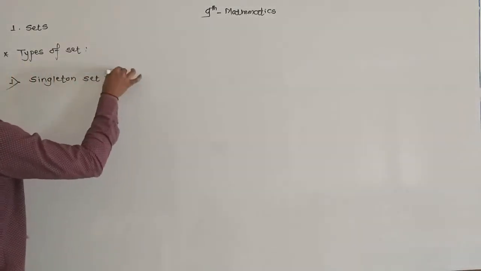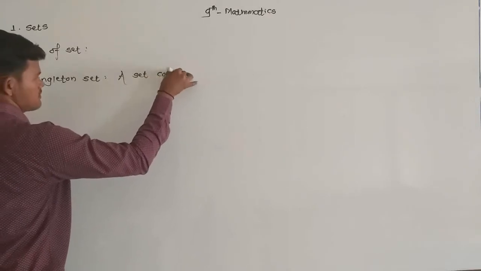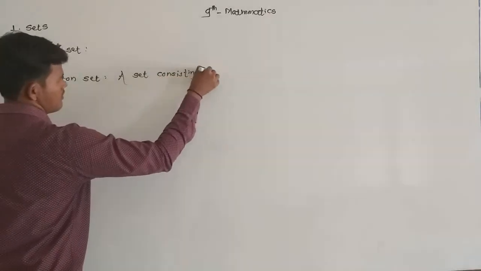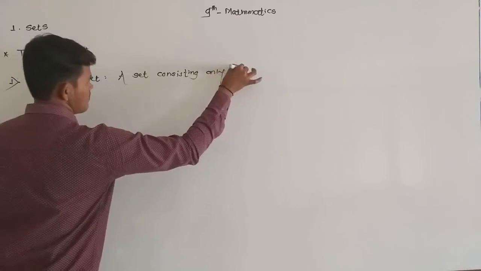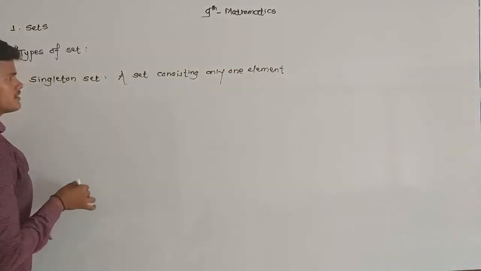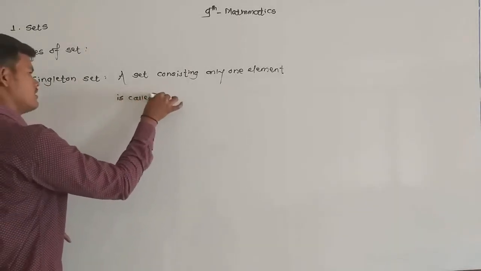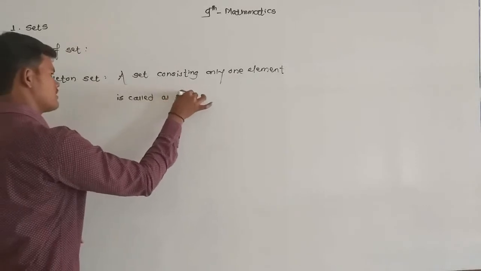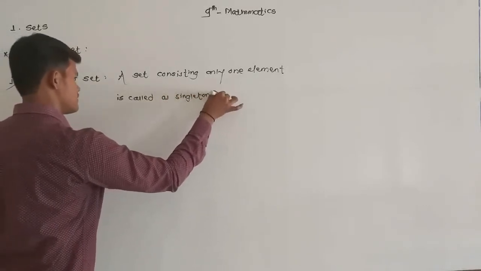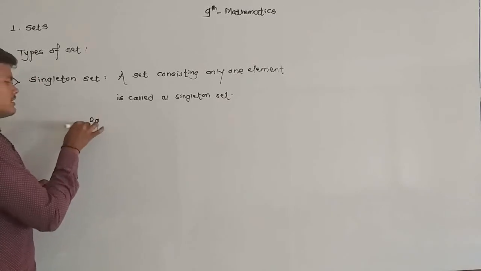That is, a set consisting of only one element is called a singleton set. If a set has only one element, then it is called a singleton set. Let's see one example.